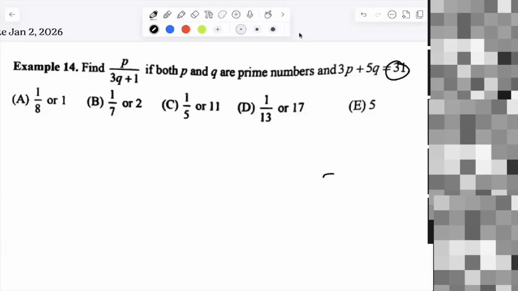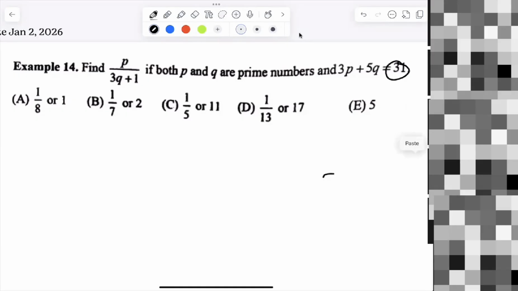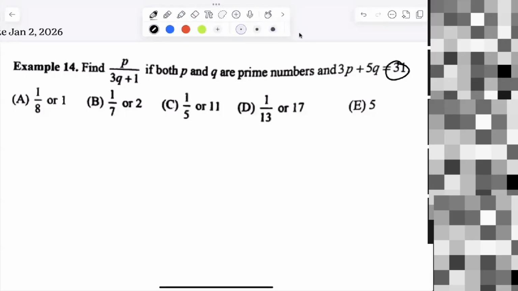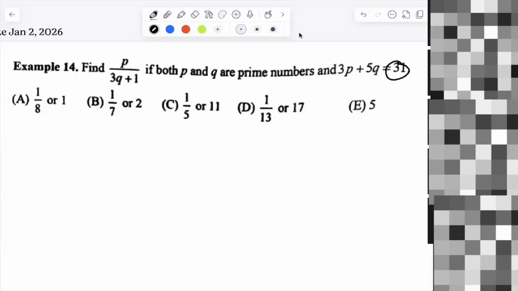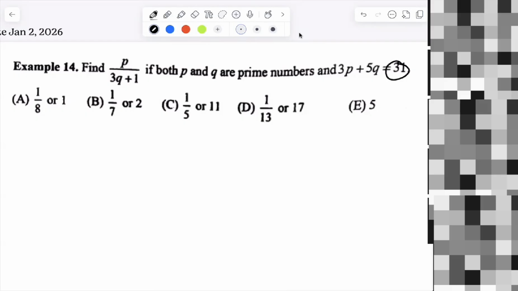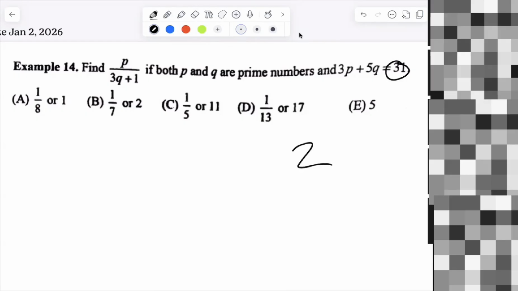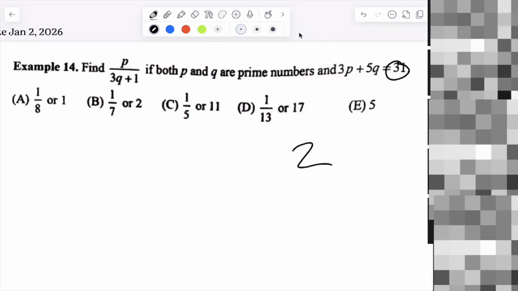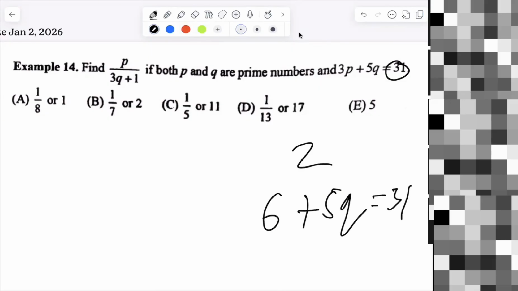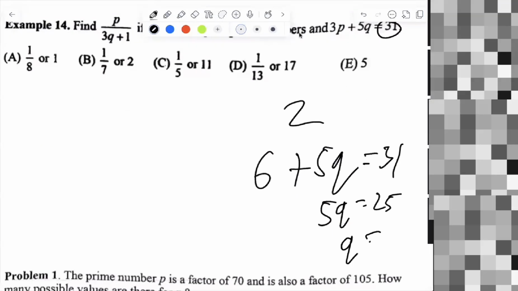The only way this can happen is if P is even or Q is even, and the other one, P or Q, is prime and odd. We can test out the cases. If P is equal to 2, that's the only even prime, then 6 plus 5Q is equal to 31. Then you get 5Q is equal to 25, or Q is 5.